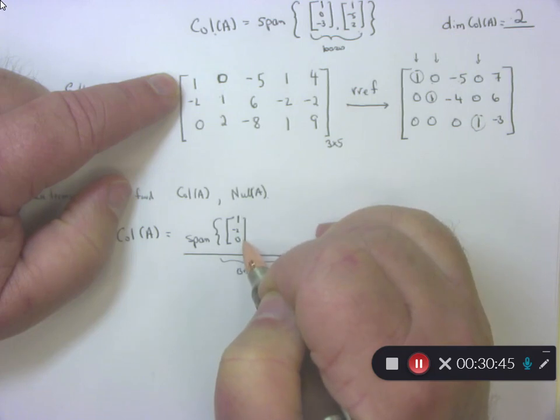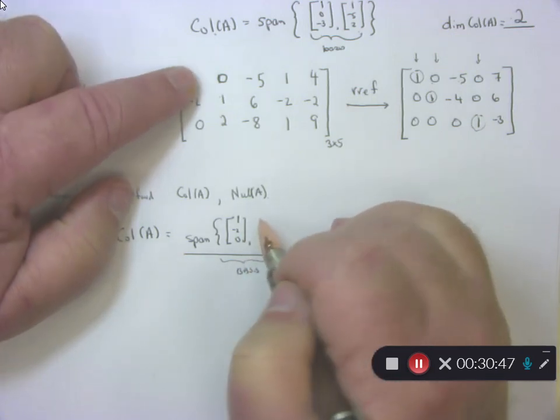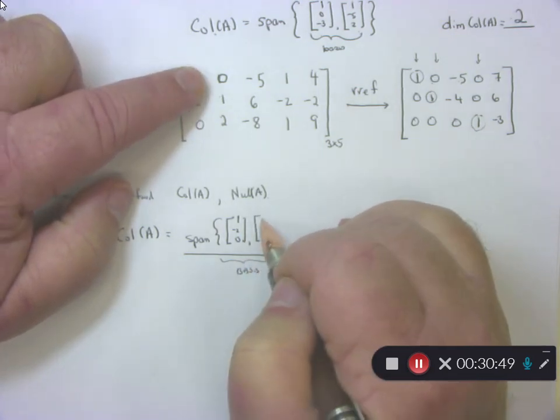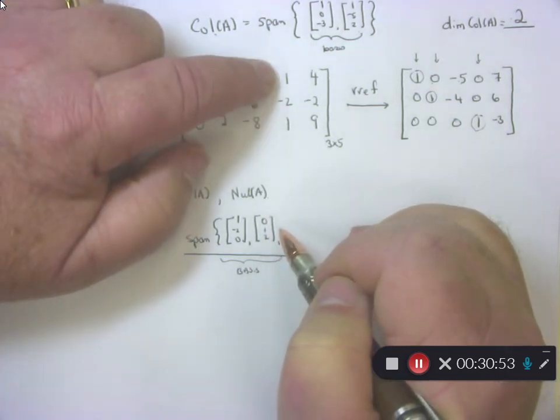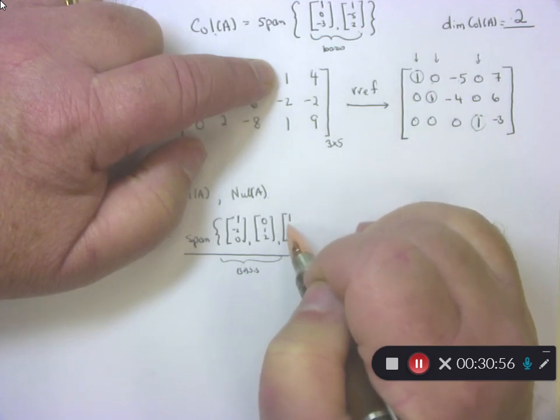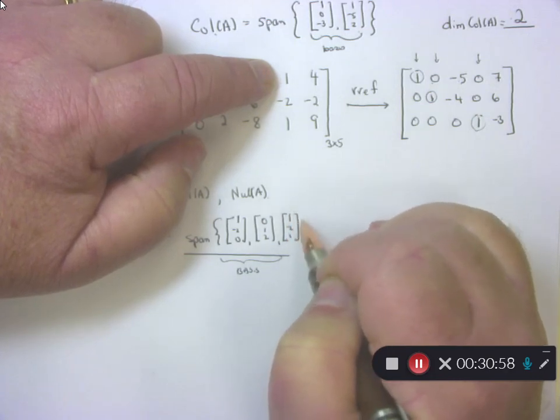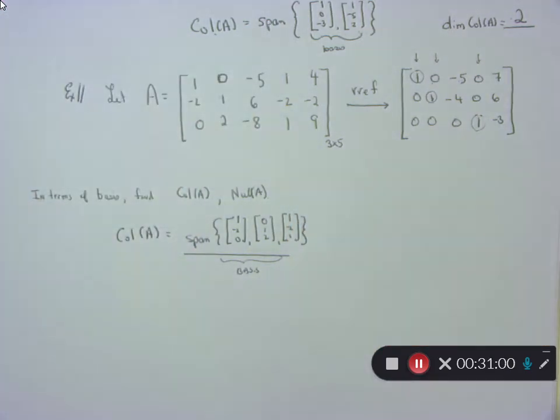So the span would be, back to the original, all I need is the vector 1, negative 2, 0. I need the vector 0, 1, 2. And I need the vector 1, negative 2, 1. These three vectors form the basis for the column space of A. Did I lose you guys anywhere? Okay.